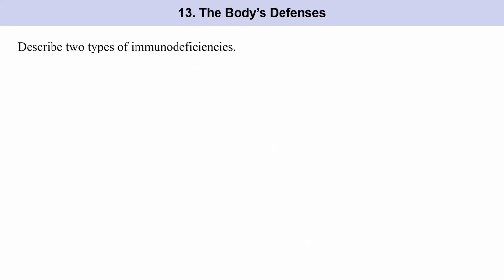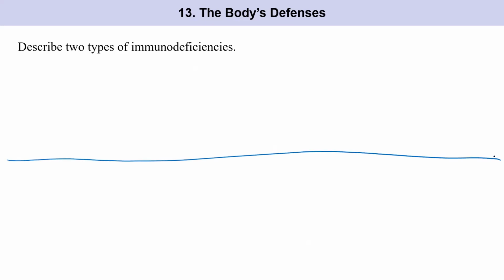Two types of immunodeficiencies. So what I want you to do is not think of immunodeficiency as hypersensitivities. These are two different things, okay? Immunodeficiency is where the immune system is not functioning properly. It's deficient, right? And we talked about two types.